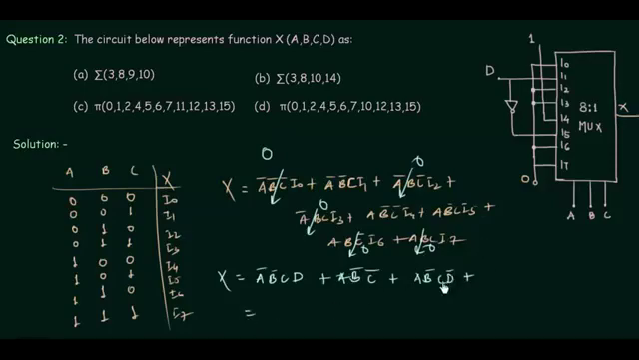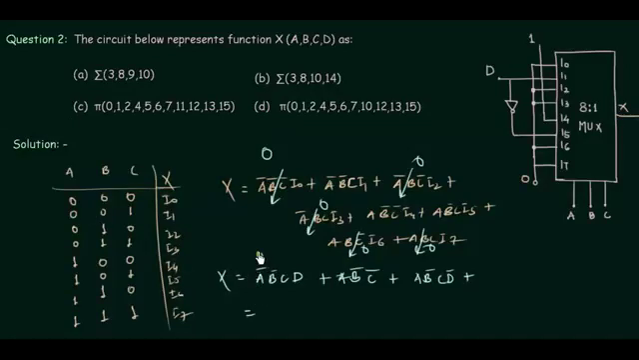Now let's see what we got. We got A complement B complement C D, A B complement C complement, A B complement C D complement. If I am having 4 variables, then there are 16 possibilities, and we have to write down the min terms and max terms depending upon those 4 variables. So let's try to find it out without writing the truth table. Let's see how to do it.